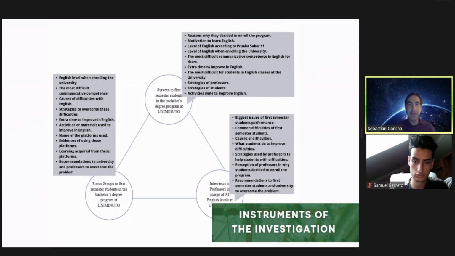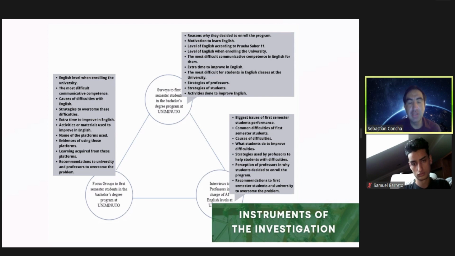So there were three collecting instruments. The first one was focus groups. If you can read, we inquired about the English level they had when they started their major. We also inquired about the most common difficulties in this course, their times, their self-discipline to carry out or improve their English level, the strategies that they used outside the class, the strategies professors used in class or proposed to apply for the students, among others, and recommendations they had for the university, for the program, and for these teachers to apply in order to solve this problem.